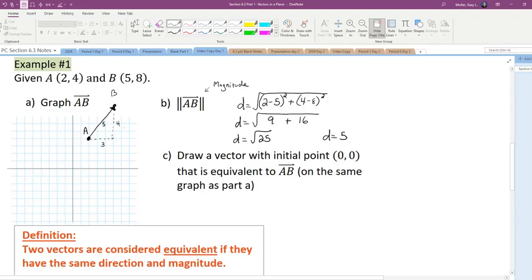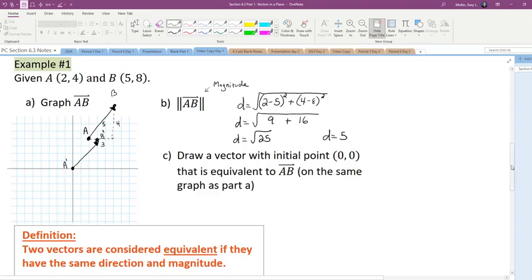And that gave a magnitude of 5. So if we start at 0, 0, we can duplicate this vector by simply going 1, 2, 3, 1, 2, 3, 4. So here is like A prime. Kind of missed my point a little bit. And that would be B prime. And that vector, A prime, B prime, would be the exact same vector as AB, just started at a different spot.